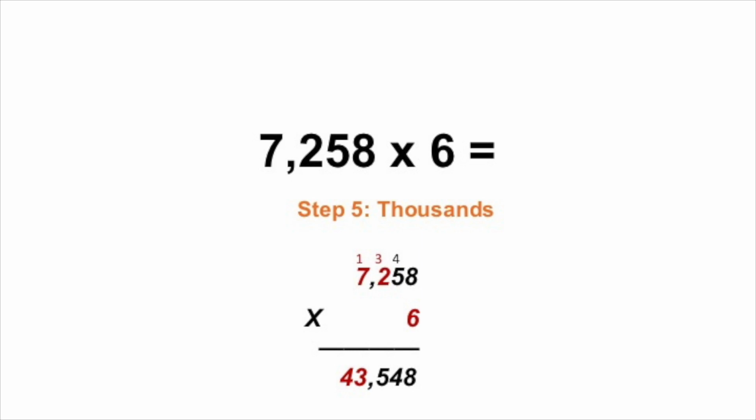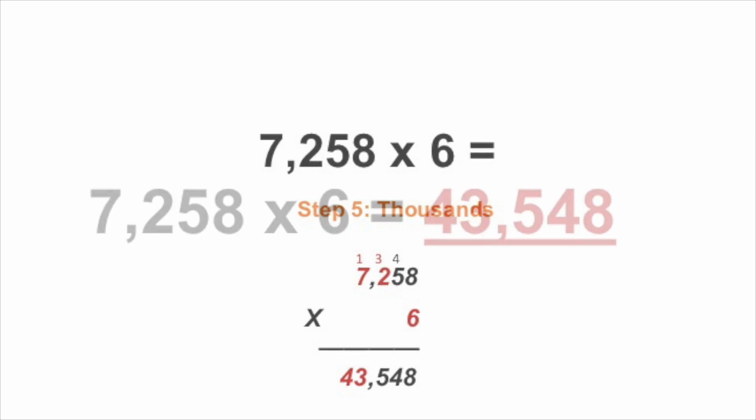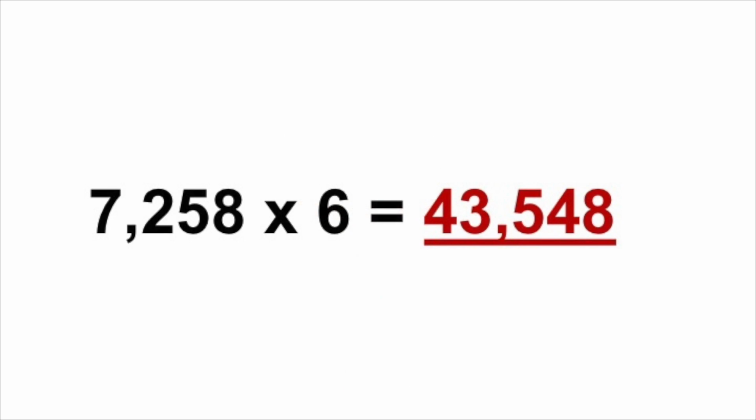Yes, that was excellent, guys. Very well worked out. So when we have our answer, we can say 7,258 multiplied by 6 equals 43,548. Excellent, guys. Shall we do one more together?